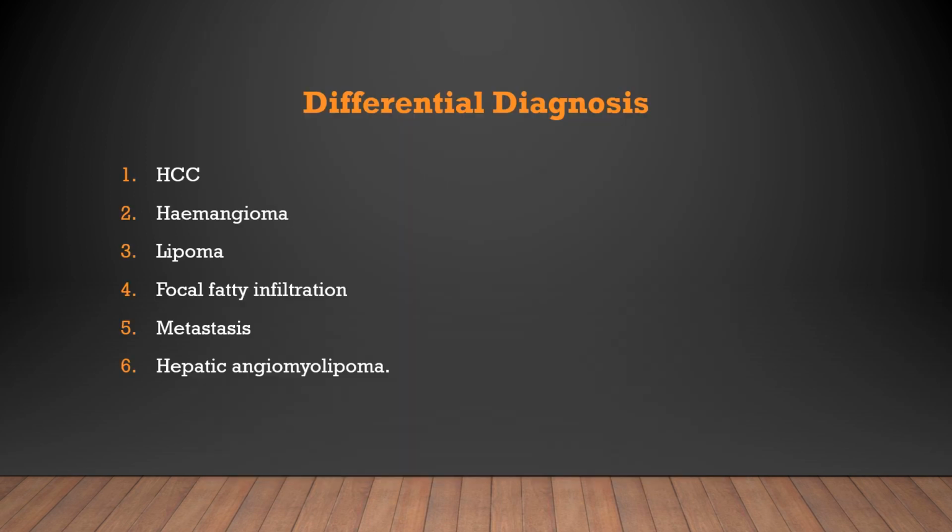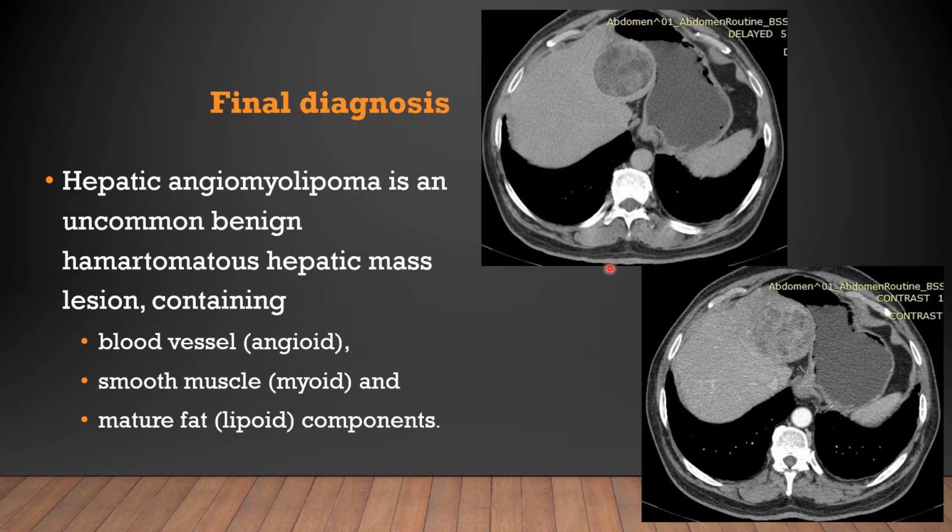So what are the differential diagnoses? It could be hepatocellular carcinoma, it could be hemangioma, it could be lipoma, it could be focal fatty infiltration, it could be metastasis, and it could be hepatic angiomyolipoma. So what is the final diagnosis? The final diagnosis is hepatic angiomyolipoma.